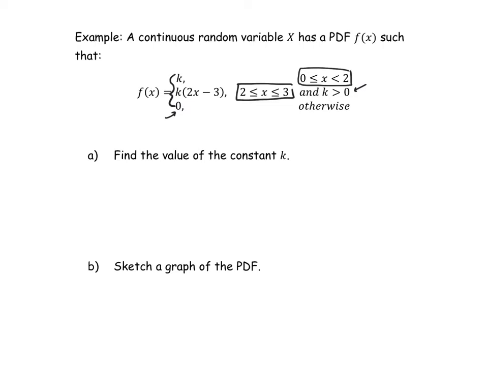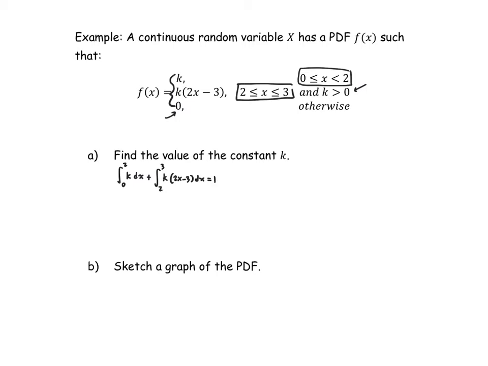So the first thing we've got to do is find that constant k, and we can use our first property. That first property says that the integral from 0 to 3 of this function should equal 1. So I'm going to split that up and say that the integral from 0 to 2 of f of x, which in this case is k, plus the integral from 2 to 3, which on that interval is k times 2x minus 3, should come out to equal 1.